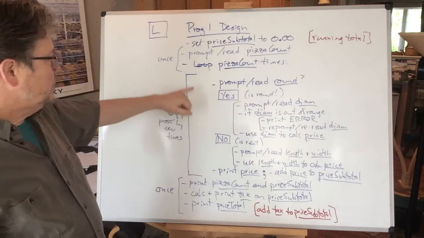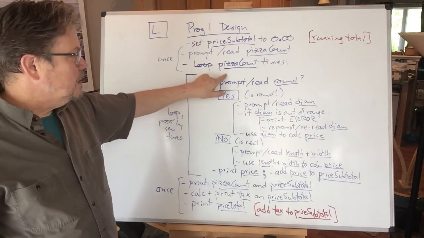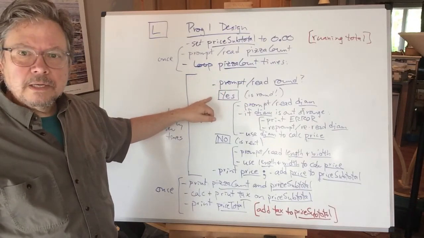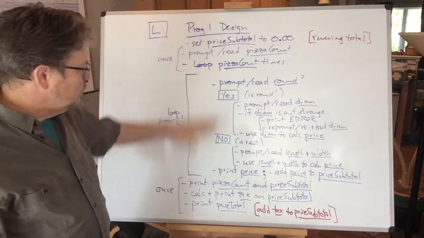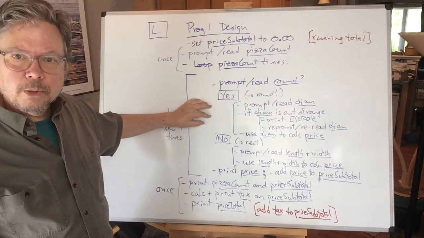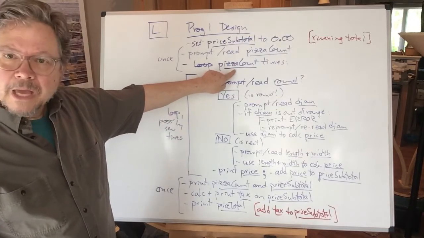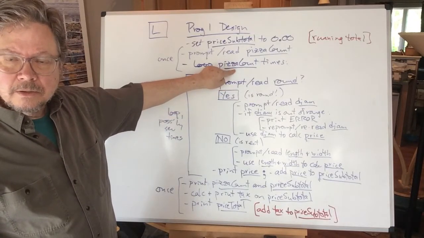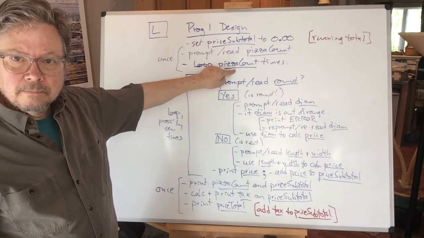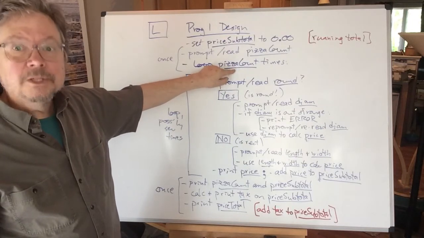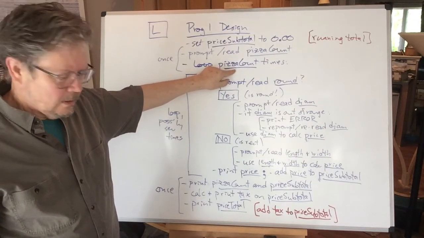So that becomes the question here, this loop pizza count times. Do we know in advance how many times we're going to need to do this gigantic square bracket that eats up most of the program? The answer is yes. We need to loop that many times. Pizza count times. It's built in, not built in, but it's a variable. It's available. I meant that instead of built in.